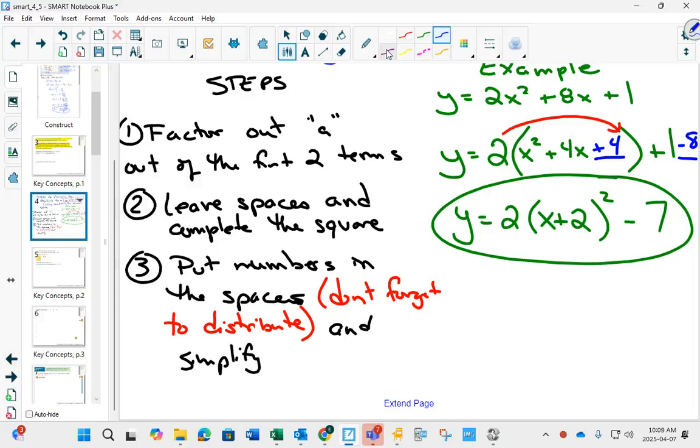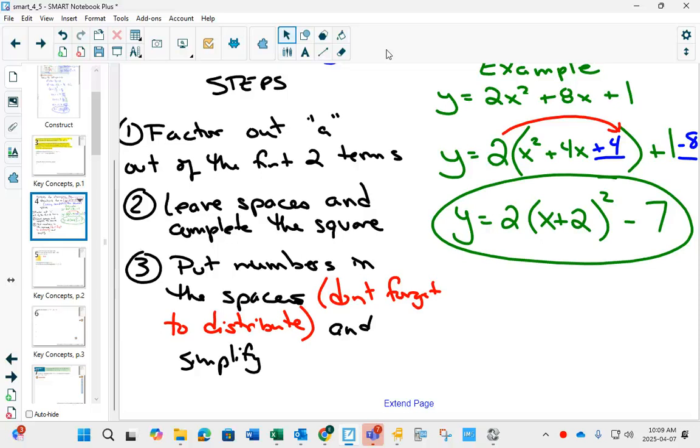I have changed it from general form to standard form. And I know that the vertex is at minus 2, minus 7. I know that it opens up. I know it goes over 1, up 2, over 1, up 6. And now I can graph it super easily.